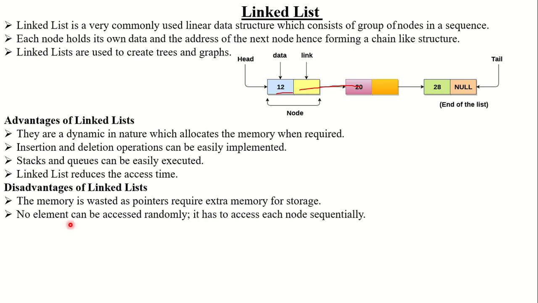No element can be accessed randomly. It has access sequentially. Suppose we want to access 28, we have to move from the starting 12, then 20, then 28. We have to move from the start to where the data is. But in the case of an array, we are using the index, and by using the index, we can directly access the element which we want to access.